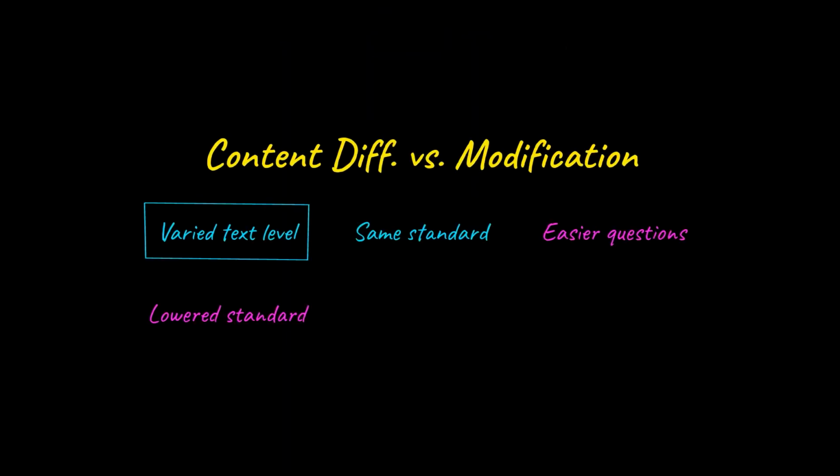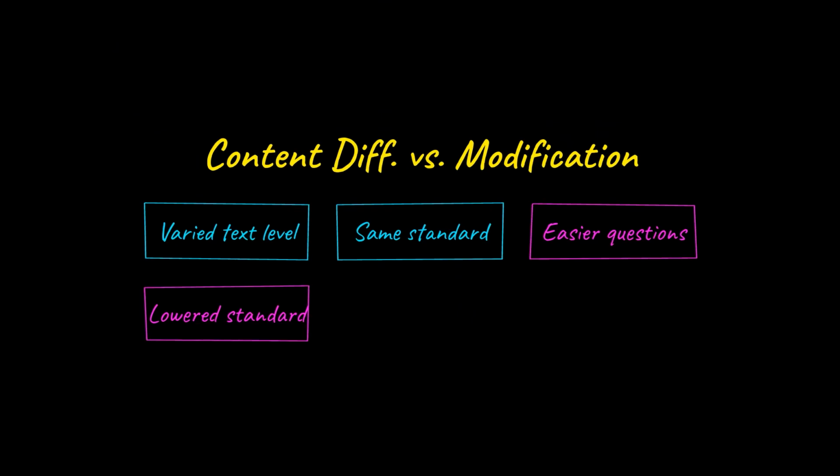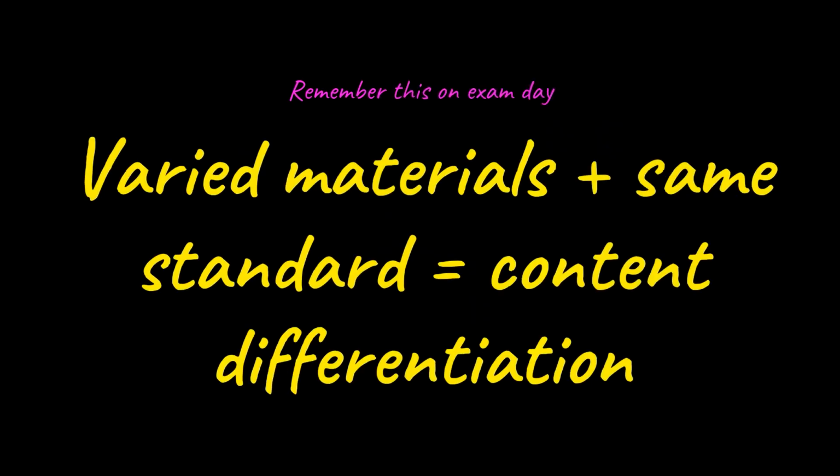Here is the exam distinction that trips students up. Content differentiation uses a varied text level but holds the standard constant. Modification pairs an easier text with easier questions, which actually lowers the standard. If the conceptual bar drops, it is modification, not differentiation. When a test stem describes a teacher offering tiered readings or varied resources on the same theme, content is the component being adjusted. If the stem describes varying the activity instead of the material, that points to process differentiation, not content.